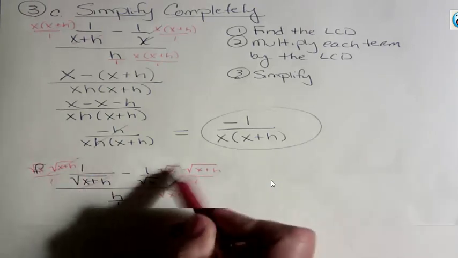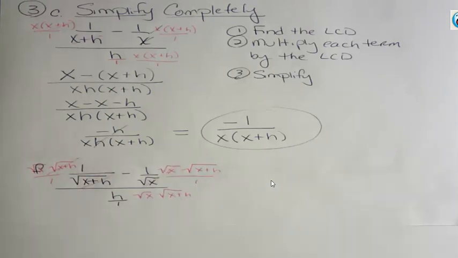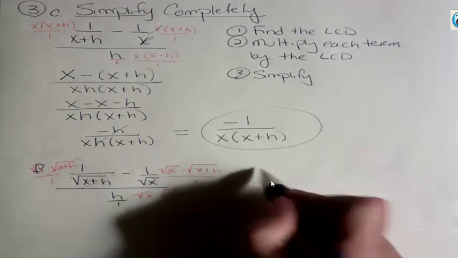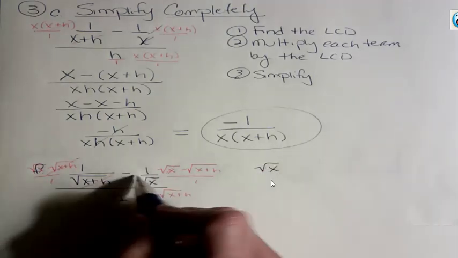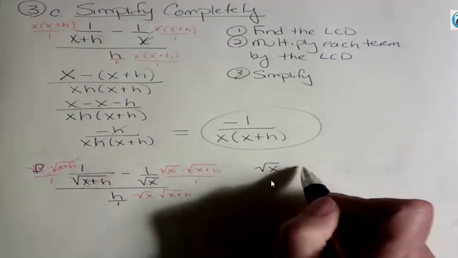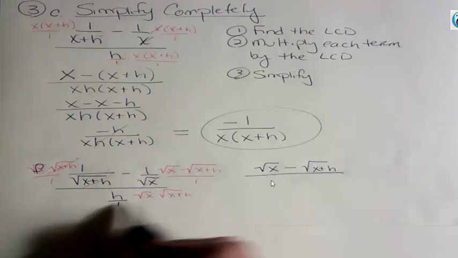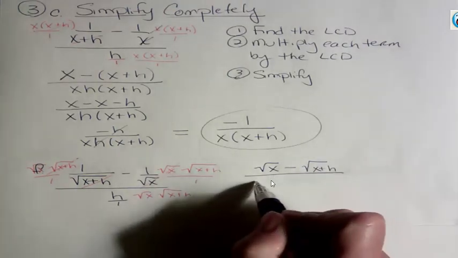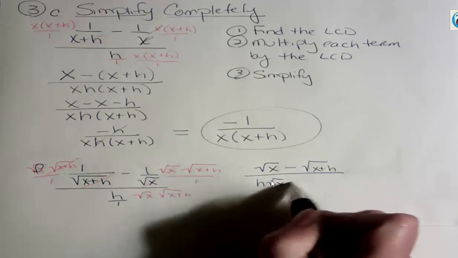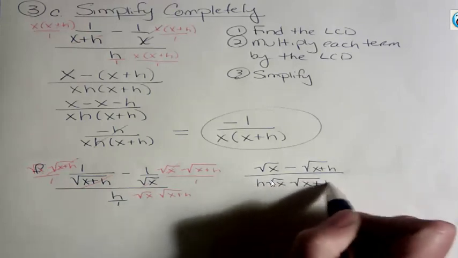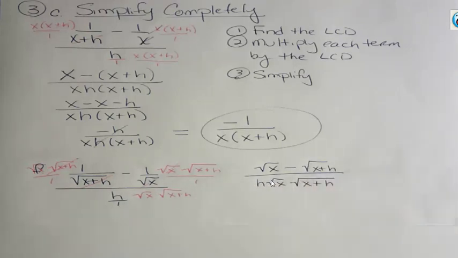Okay, so what happens here is the x plus h cancels. Here the square root of x cancels. So what I have left is that square root of x minus the square root of x plus h. And down here I have the h and then the square root of x and the square root of x plus h. Now, in this particular problem, up here it was nice because we could just distribute that negative, but you can't do that here.